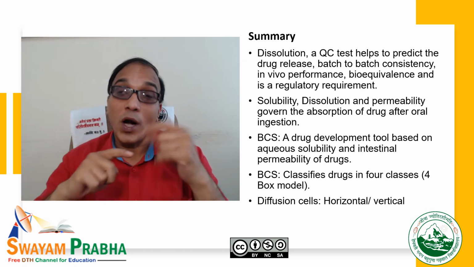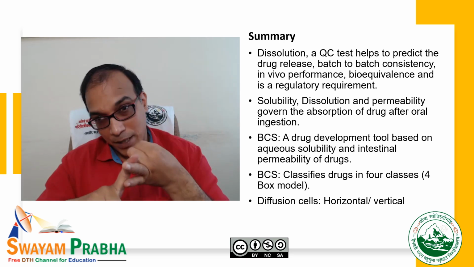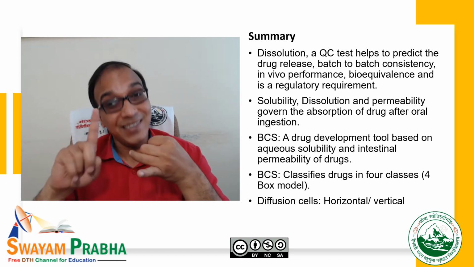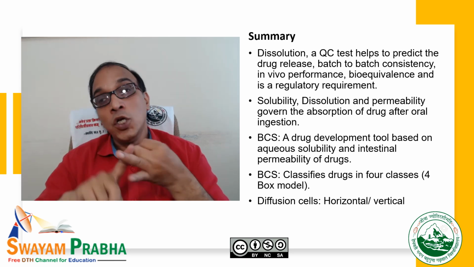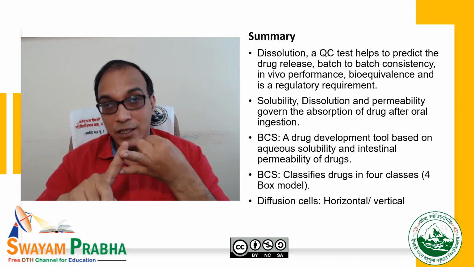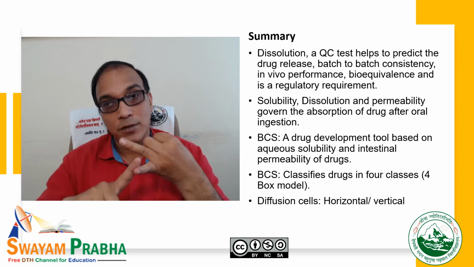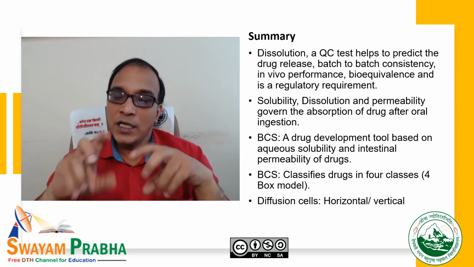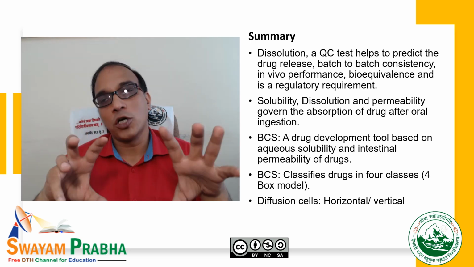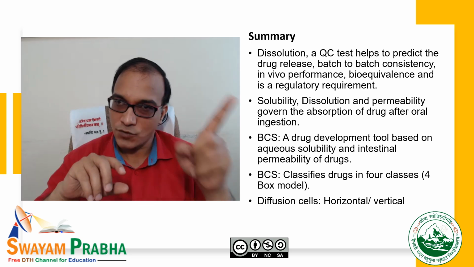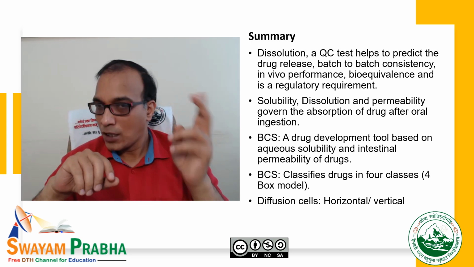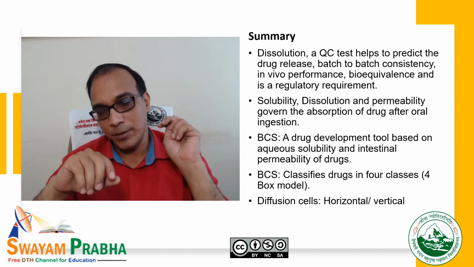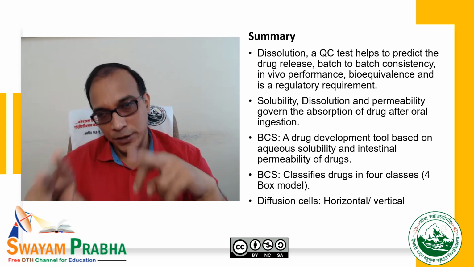Now, as we discussed, solubility, dissolution, and permeability are the three factors. When you are discussing the BCS, that Amidon four box model, you must know what is highly soluble and what is highly permeable, with the definitions. Then the four box model: high solubility, high permeability, class 1; low solubility, high permeability, class 2; high solubility, low permeability, class 3; and low solubility, low permeability, class 4.